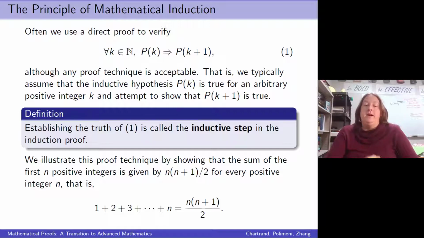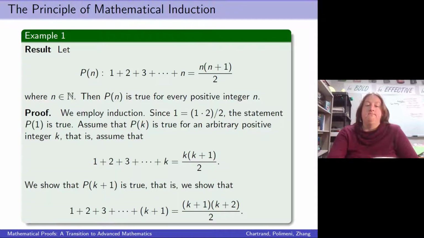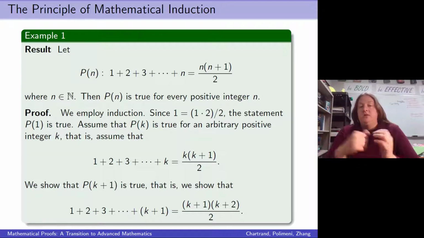So let's take a look at an example. Namely, we're going to look at the sum of the integers 1 to n equals n times the quantity n plus 1 divided by 2. So there's a result. We're saying that this is true for every positive integer n. So the first thing we need to do is prove the basis step.